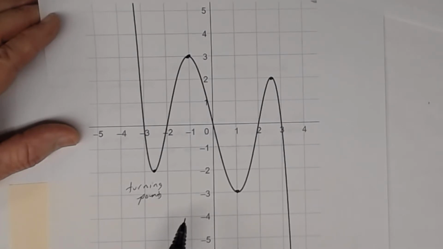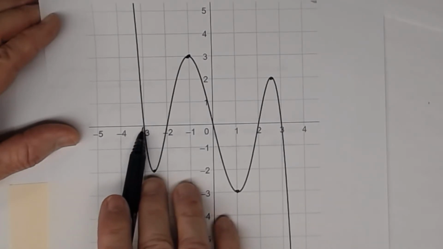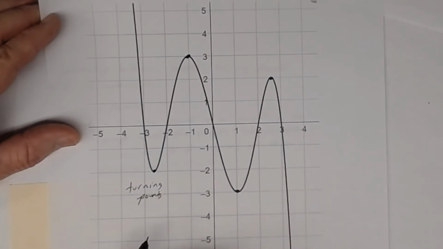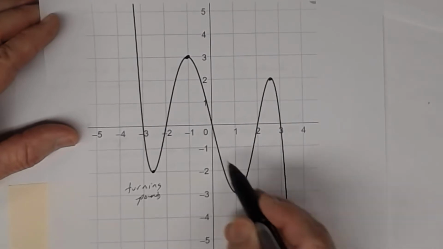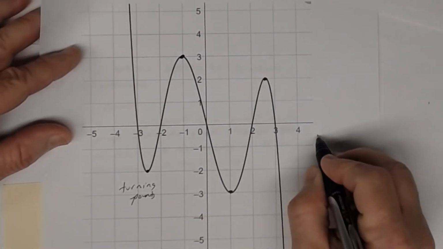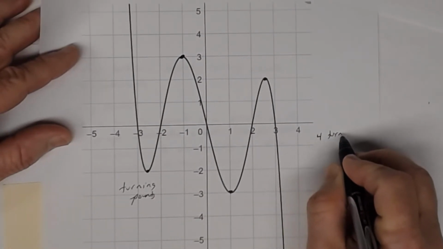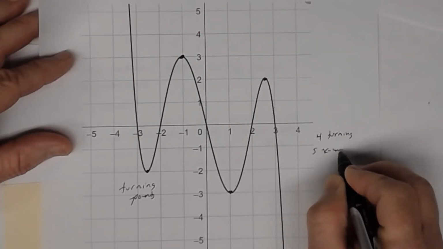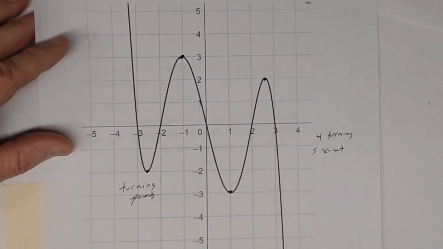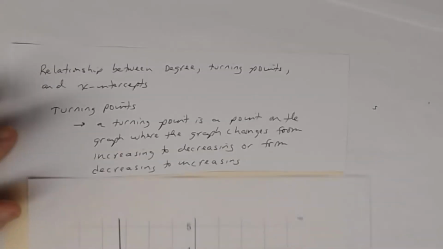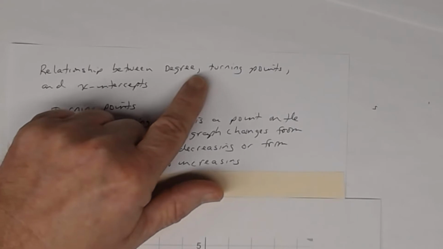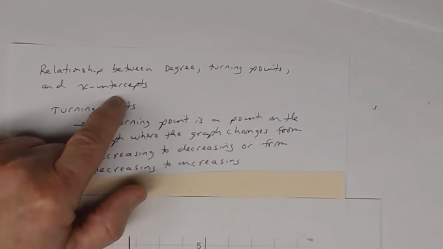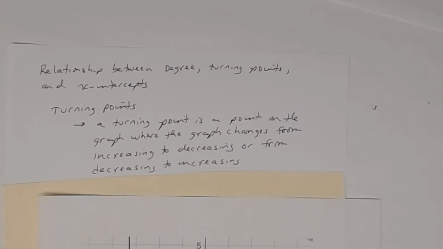If you look at the x-intercepts, there are 1, 2, 3, 4, 5 x-intercepts. So this polynomial function has four turning points and 5 x-intercepts, okay? And so there is a relationship with regards to the degree and the number of turning points a function can have and the number of x-intercepts a function can have.